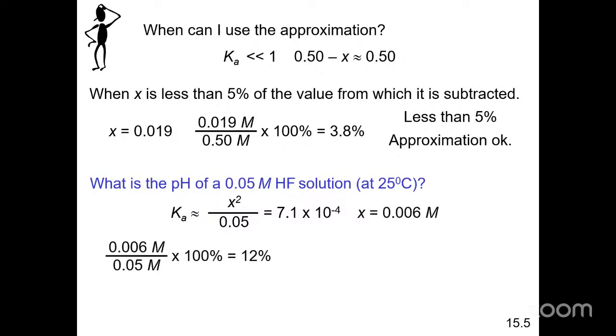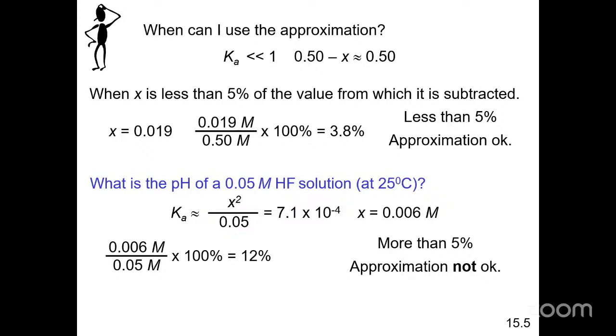But guess what? When you divide the 0.006 by the initial concentration, you're going to get 12% as the percent dissociation. 12% is obviously greater than 5%. So therefore, the approximation that we would have made based on that fact is not okay.